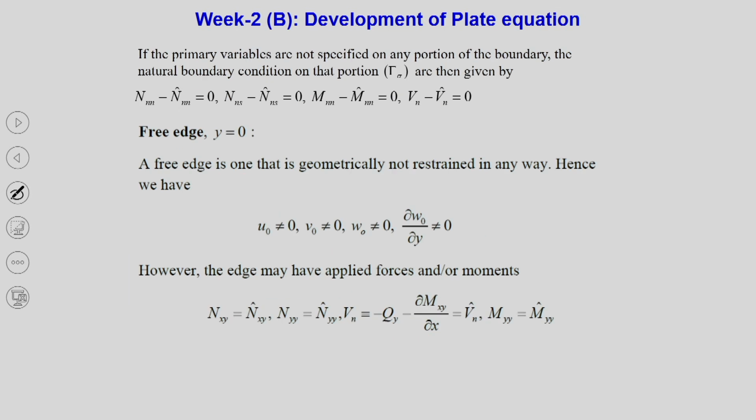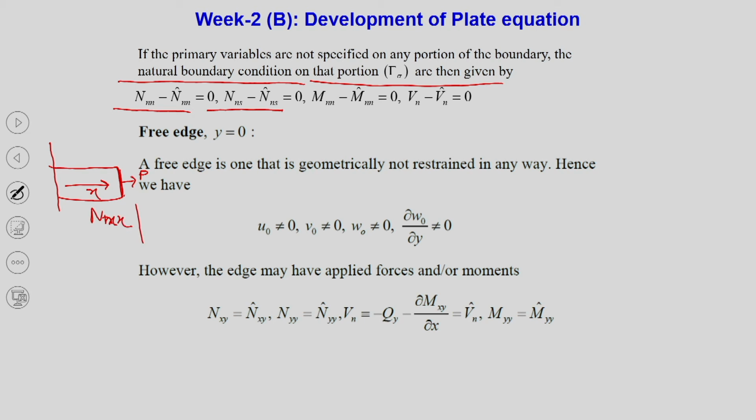If the primary variables are not specified on any portion of the boundary, then the natural boundary condition on that portion has to be specified, Nn equal to Nn hat, Ns equal to Ns hat. For example, if we talk about a beam having an axial force, let us say P, and this direction is x, then Nx at x equal to L will be equal to P. That is the boundary condition. Similarly, if you are applying just a shear force tau here, I will say that Nxy will be equal to some applied tau. Similarly, you can take a moment resultant on this edge. If this is free, that is equal to 0.